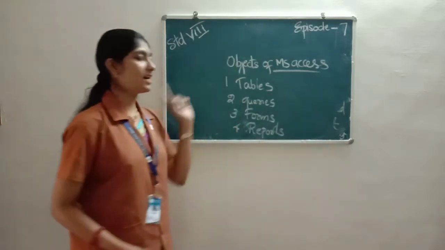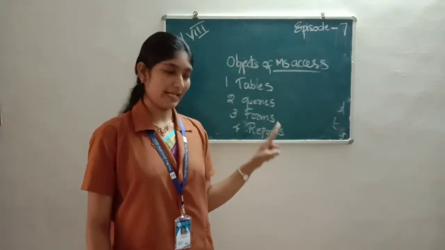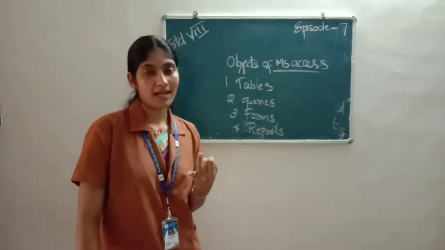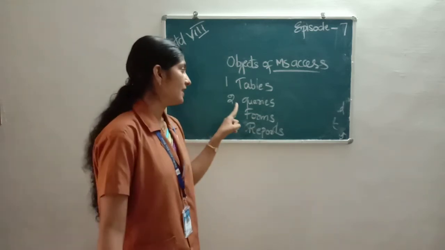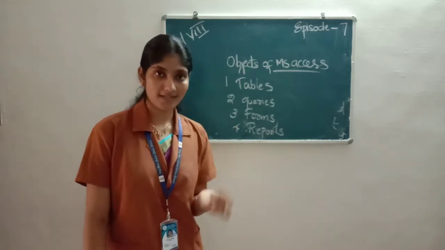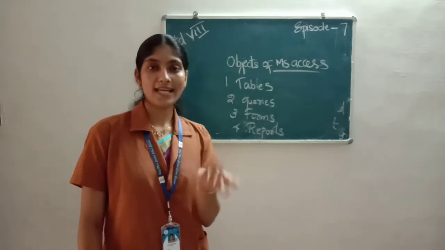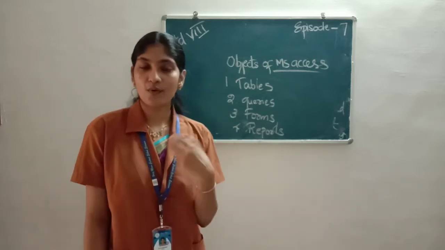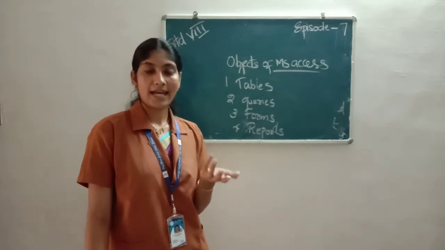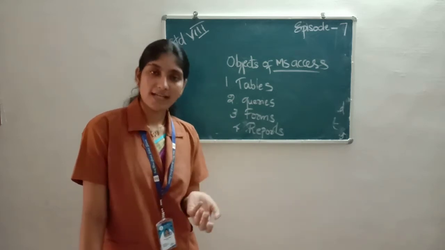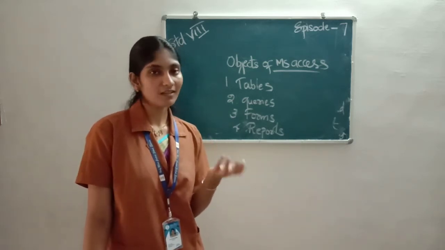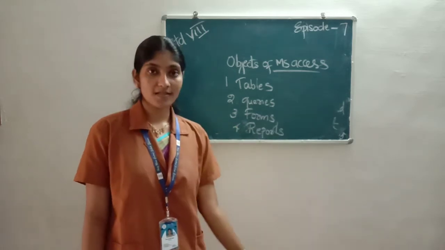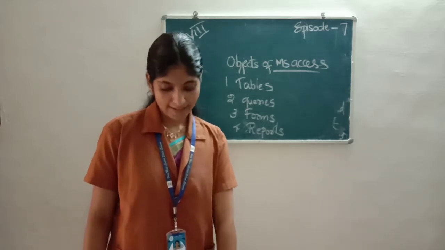Okay, so tables are the building blocks of a database. It defines the field, unique name and also the data type. Then queries means questions, that means ask or select the data according to some criteria. Then forms means a screen for displaying, updating or entering data. Then fourth, reports means formatted output to be displayed.